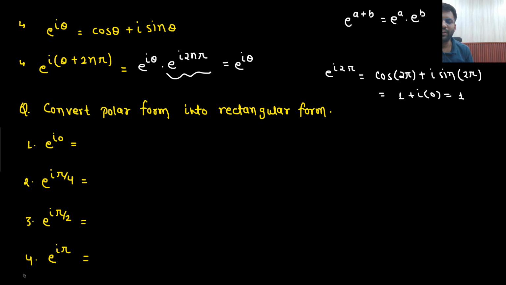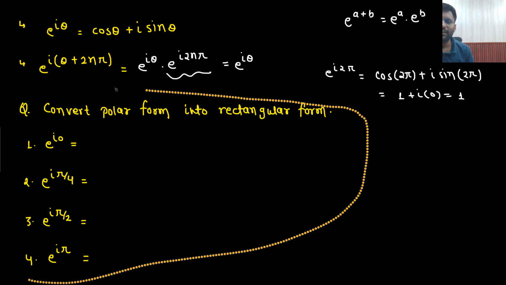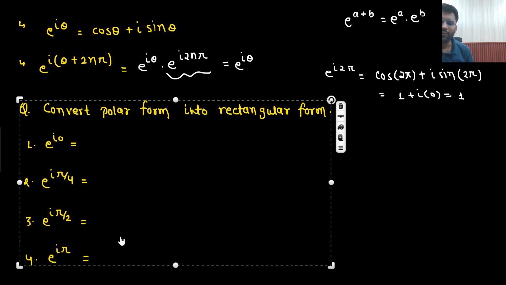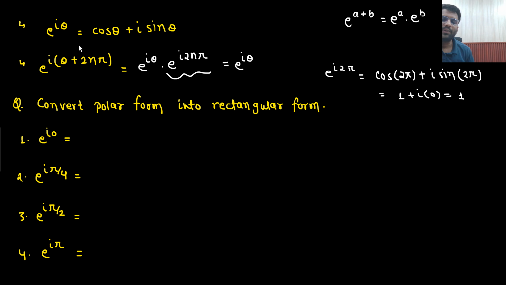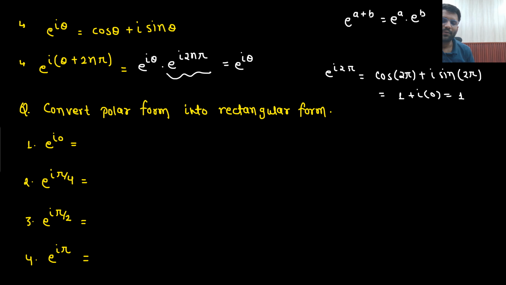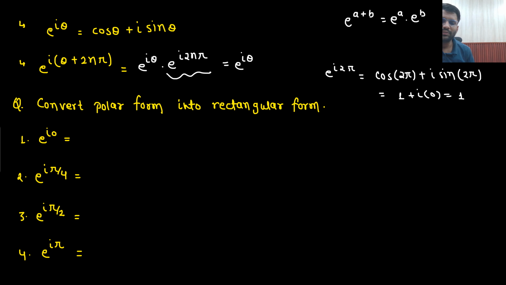Your next question is that you need to convert these polar form into rectangular form, like what they are equivalent to. You need to use this identity e to the power iota theta equals cos theta plus iota sin theta and find out these values. So cos 0 plus iota sin 0. Sin 0 is 0 only, cos 0 is 1. So answer will be 1.